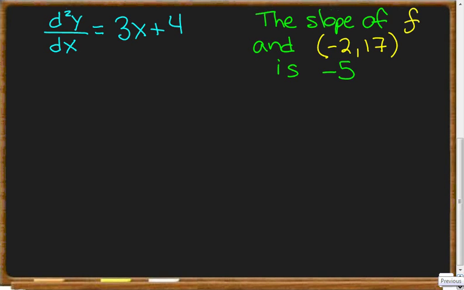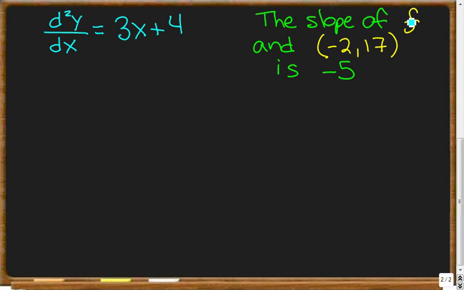Now, what if I had a second derivative? That means I need two pieces of information in order to find my regular function. Not only do I need to know what the slope of my function is at a particular point, I need another point on the graph as well. They've combined two pieces of information together to help us.